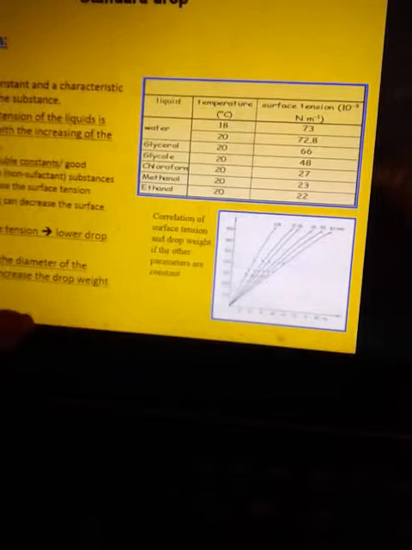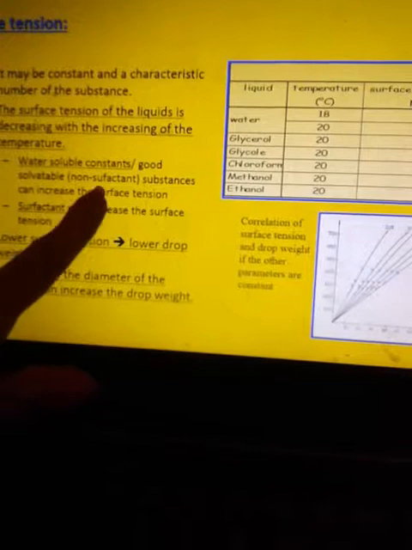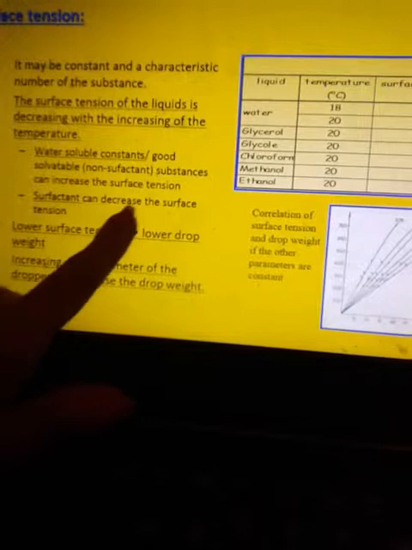The surface tension may be constant and a characteristic number of the substance. The surface tension of a liquid decreases with increasing temperature. Water-soluble non-surfactant substances can increase the surface tension. Surfactants can decrease the surface tension.